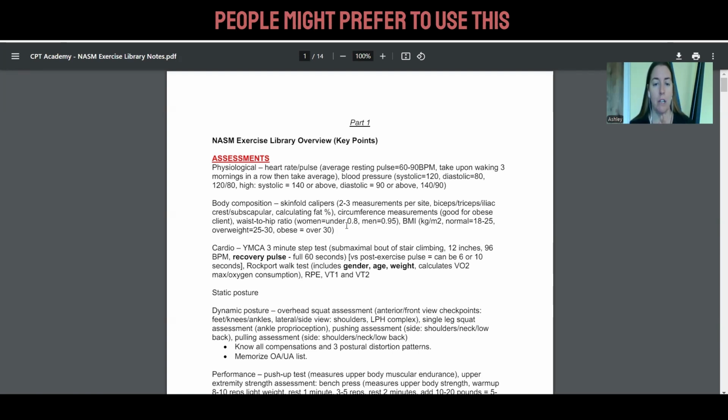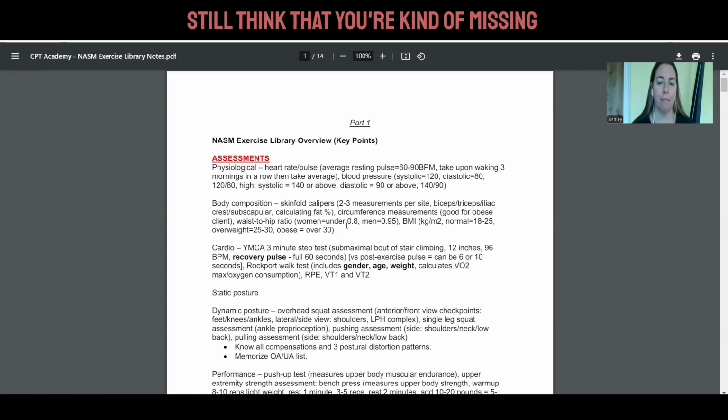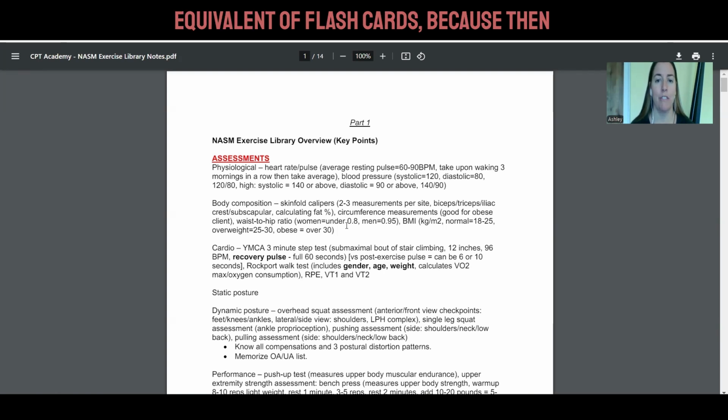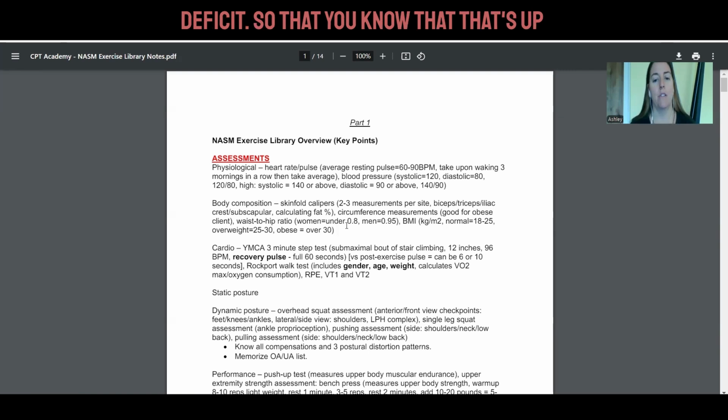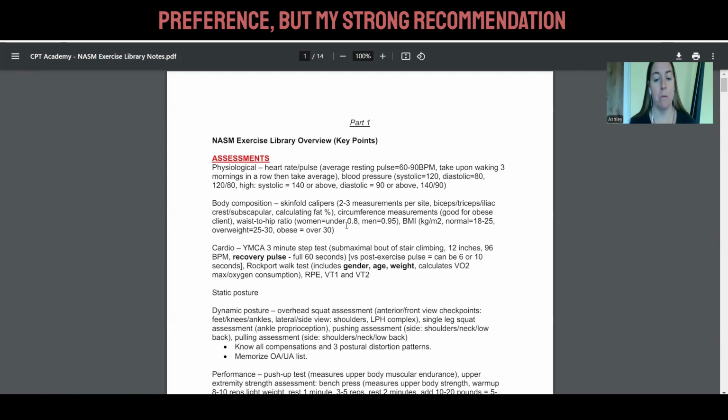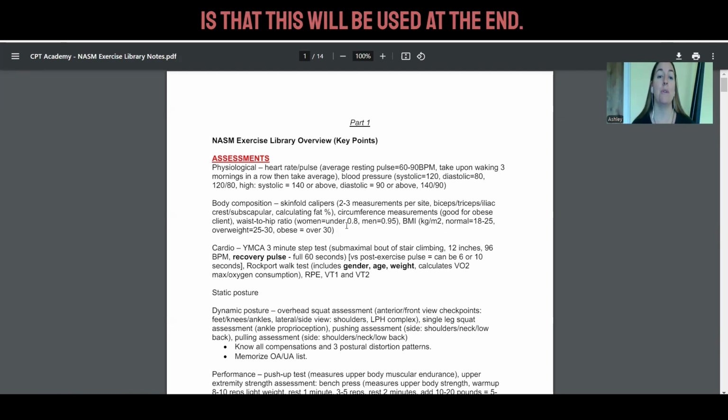Some people might prefer to use this after they do it section by section. If you have to, you can do that. I still think that you're kind of missing out on a lot of the proper learning. You don't want to reduce this to something that is the equivalent of flashcards, because then if the question requires some interpretation, you're going to be at a deficit. So that's up to you. It's all going to be personal preference, but my strong recommendation is that this will be used at the end.